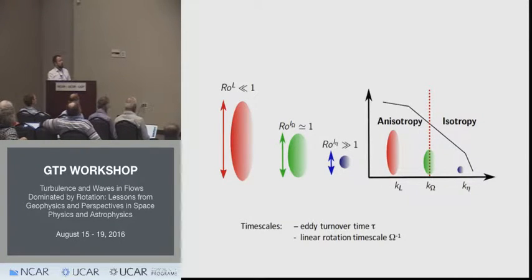So for large scales here, the Rossby number is small. For intermediate scales, the Rossby number could be of order one, and for small scales, the Rossby number could be larger than one. So that means that you have a differential action of the effect of rotation on different scales of the flow. This is the multi-scale anisotropic structure that is produced by rotation. And we want to characterize that.